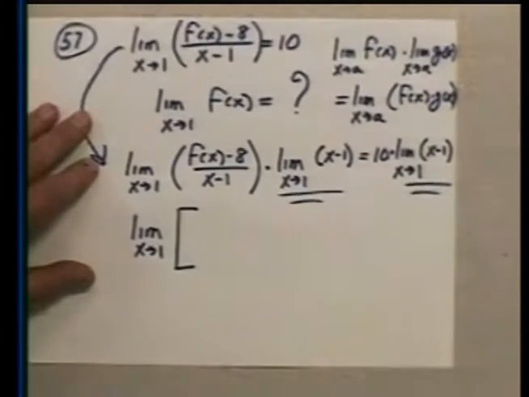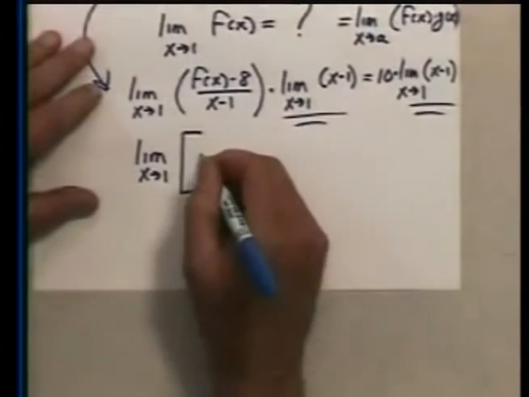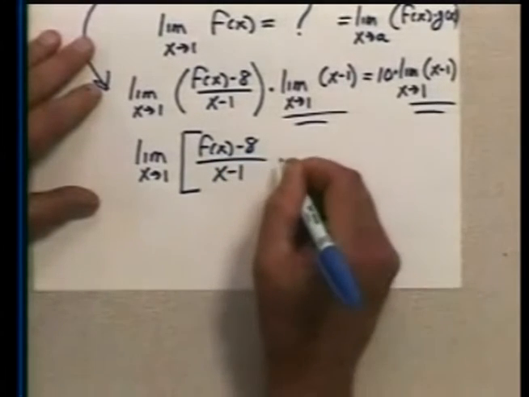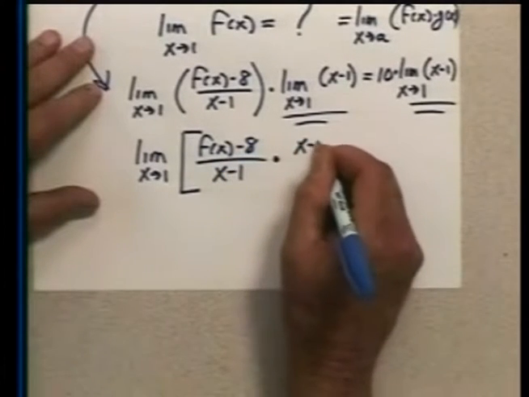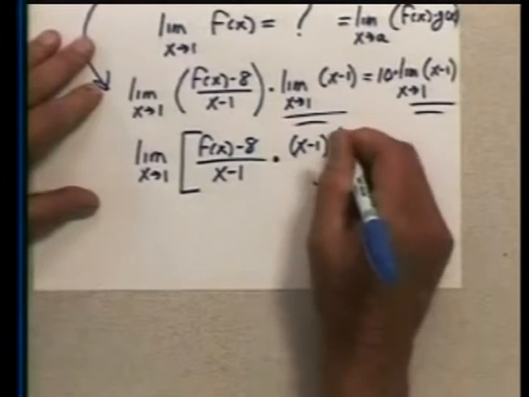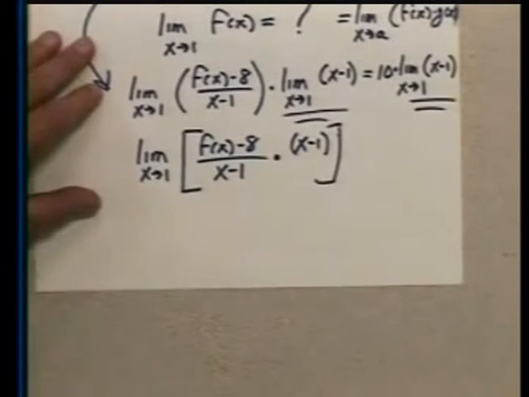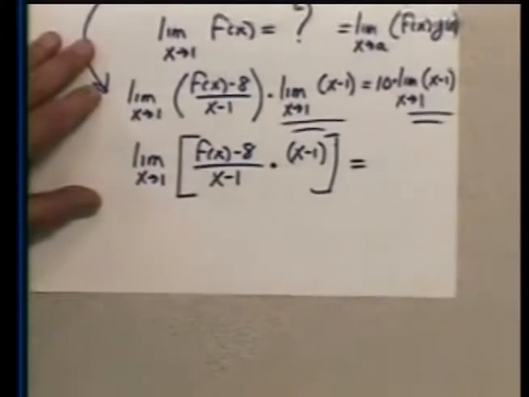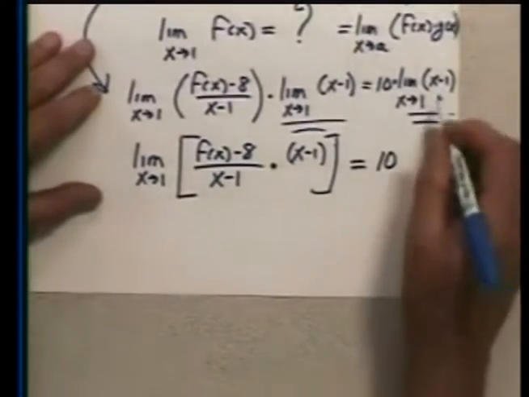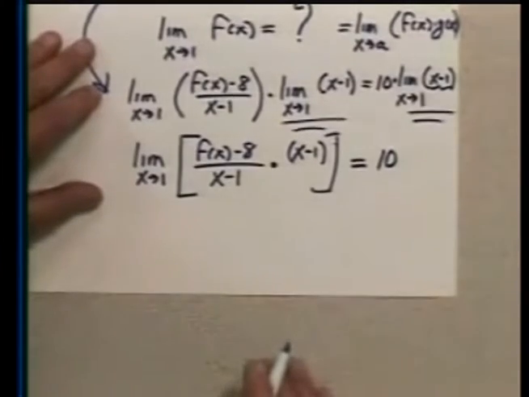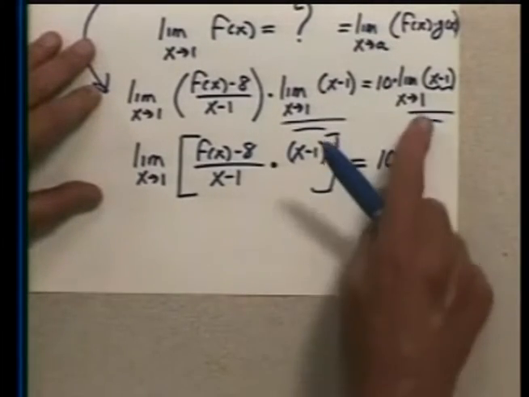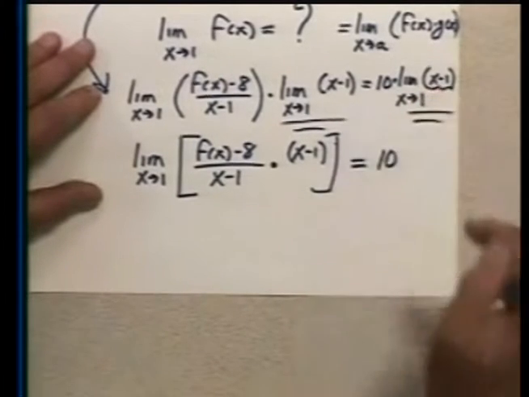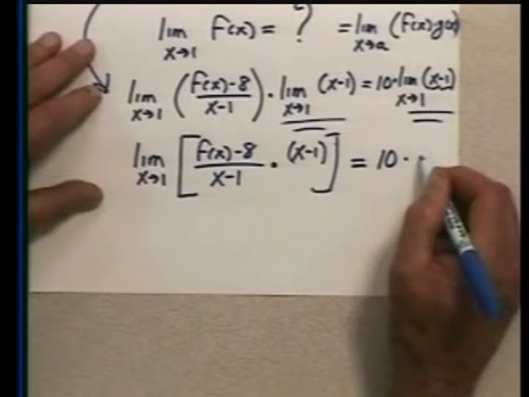Is that true? All right, so applying that, wouldn't I get f of x minus 8 over x minus 1 times x minus 1? Yeah? All right, what happens on the other side? Well, isn't x minus 1 a polynomial? So how can I actually get that limit? X substitution, which would give me 0.